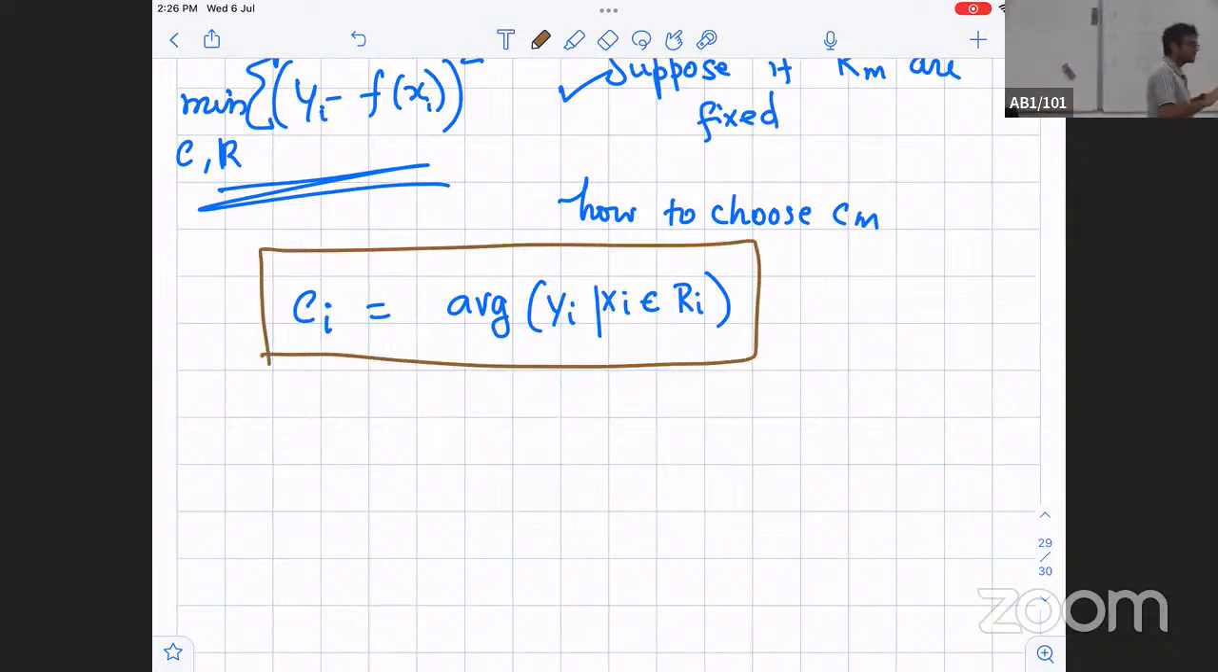So everybody understands this? Okay, so now the question is, we don't even know the region. So how do I do it? It turns out that doing that is an NP-hard problem. There is no way you can optimally do this. So what we will do is we will use a greedy approach.